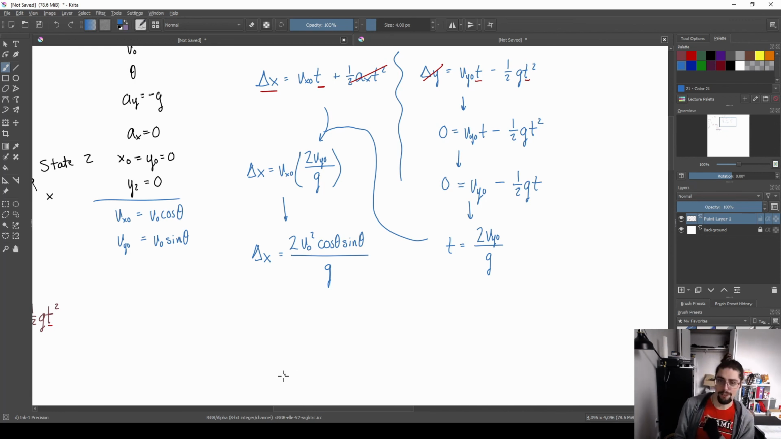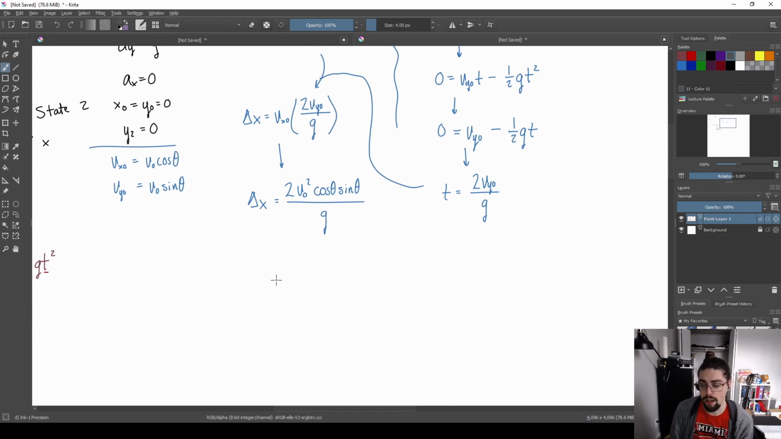What's a little bit better to do, a little bit more rigorous, a little bit less dependent on your calculator, is there is a particular trig identity that will help us very much here, and I do see it in chat already. The trig identity is that 2 times cosine of theta times sine of theta is equal to sine of 2 theta. That combines those two together, and that is wonderful, because now we can take that expression, delta x is equal to v naught squared sine of 2 theta divided by g.